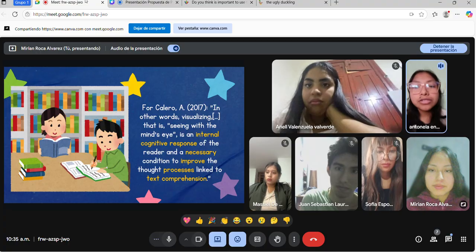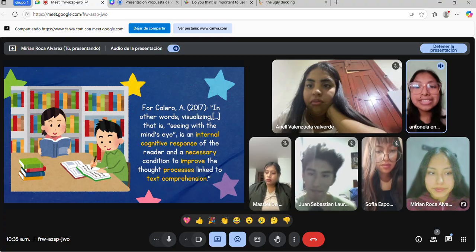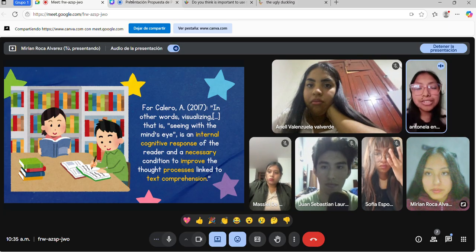For Calero 2017, visualizing, that is, seeing with the mind's eye, is an internal cognitive response of the reader and a necessary condition to improve the thought processes linked to text comprehension.